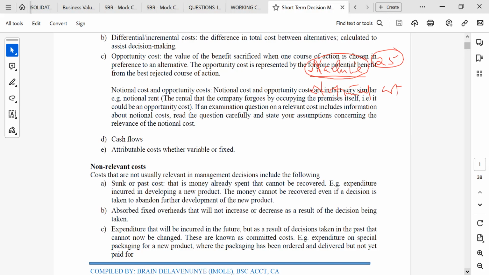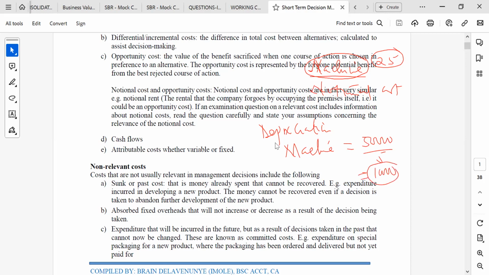So the first one is the sunk cost. Sunk cost is a past cost, a cost that is already incurred before the decision. An example is research and development expenditure. B is absorbed fixed overhead that will not increase or decrease as a result of the decision being taken. You see that sometimes depreciation will be incurred. We have a machinery that we are going to be using for 5 years. So the cost is 50,000. Every year depreciation will be 10,000.